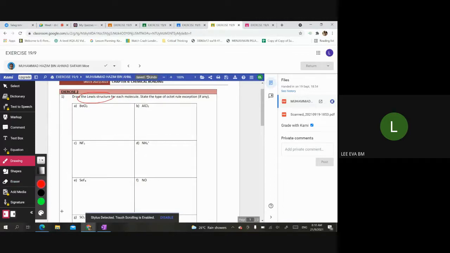Quite a number of you forgot to state the type of octet rule, whether it is incomplete, expanded, or odd electron. For the usual octet, full 8 electrons, you don't have to label. You just label for the exceptions only.